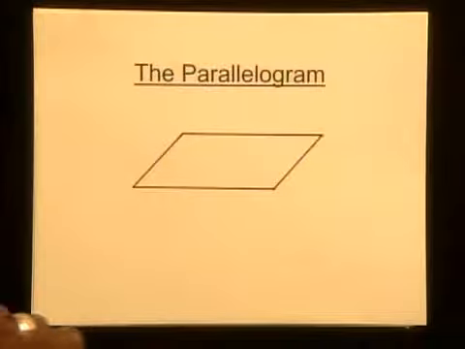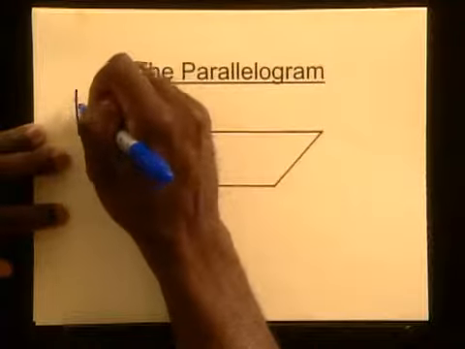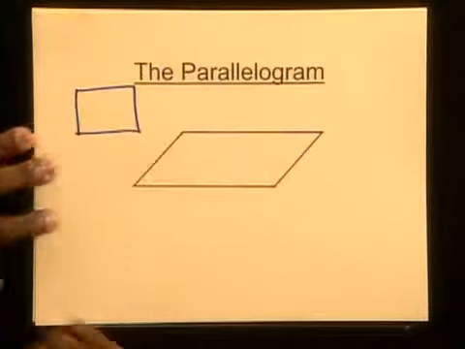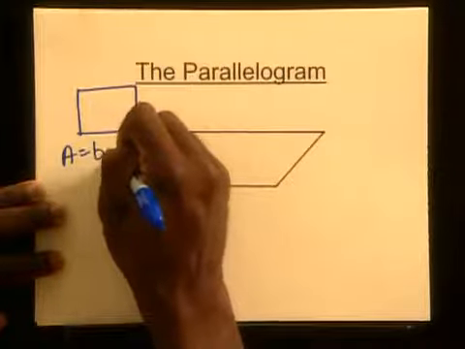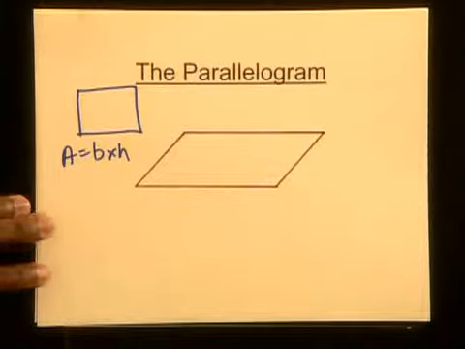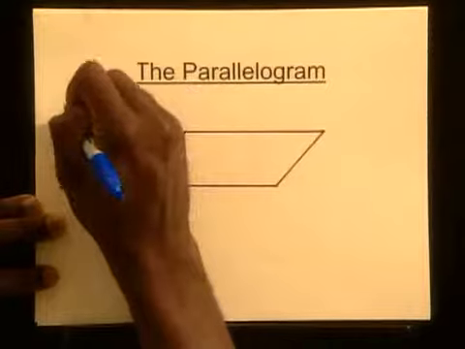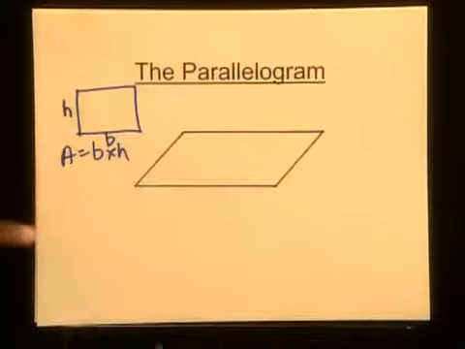First of all, as a quick review, we know that if we have a rectangle here, which is a parallelogram, to find the area, which is all the good stuff on the inside, the area is the base times the height. So if we look at the base and the height, we just multiply those two together, and that gives us the area of the rectangle.